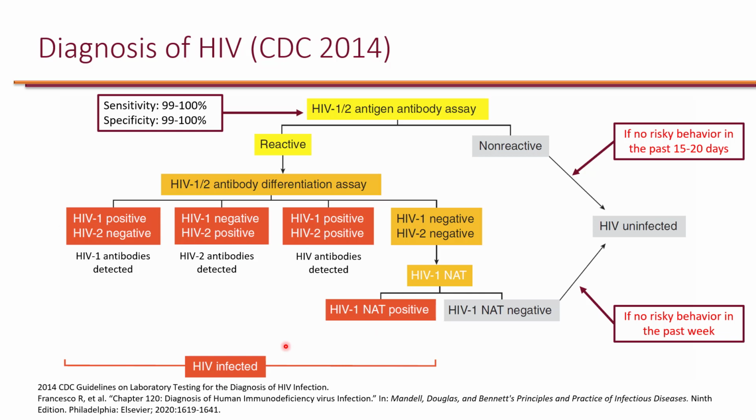The primary reason that this algorithm exists is because these antigen antibody assays are more affordable than the nucleic acid test. So if you're using it for screening purposes, where the majority of patients will be non-reactive, this is a more cost-effective way of screening people. And then people who test positive will end up with more tests and possibly nucleic acid tests, which are more expensive.